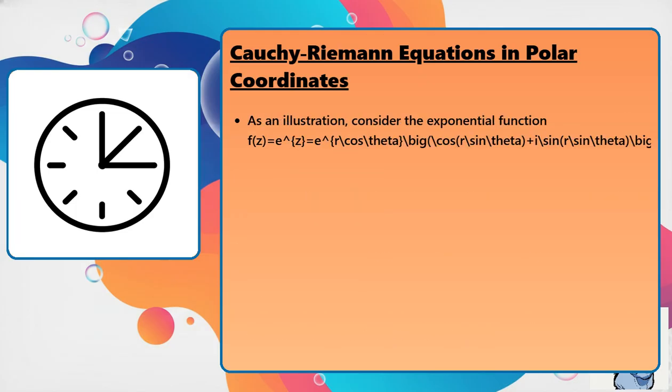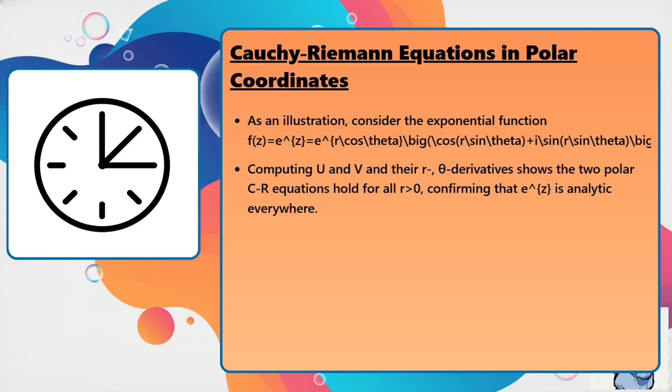As an illustration, consider the exponential function f(z) = e^z = e^{r cos θ}(cos(r sin θ) + i sin(r sin θ)). Computing u and v and their r and θ derivatives shows the two polar CR equations hold for all r greater than 0, confirming that e^z is analytic everywhere.